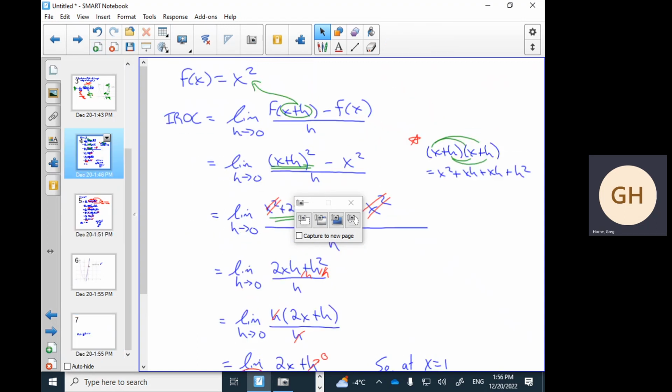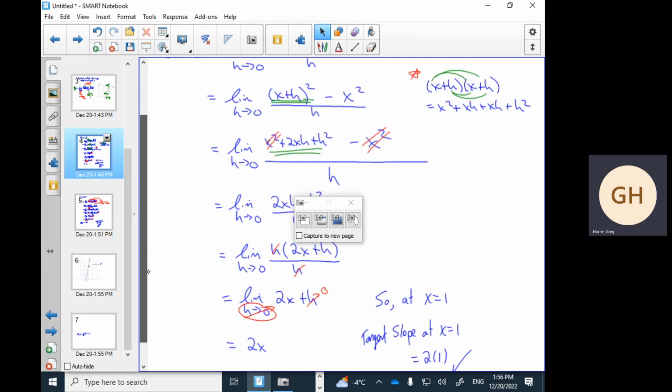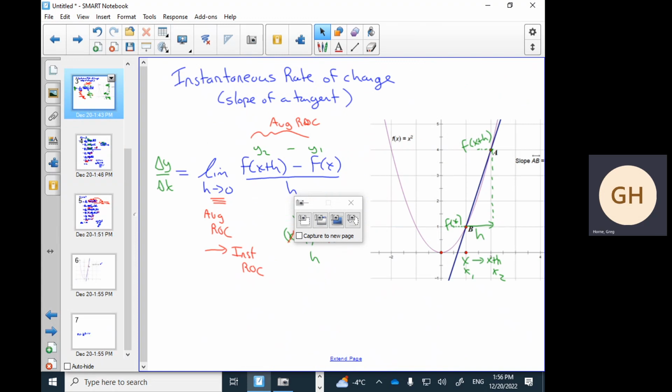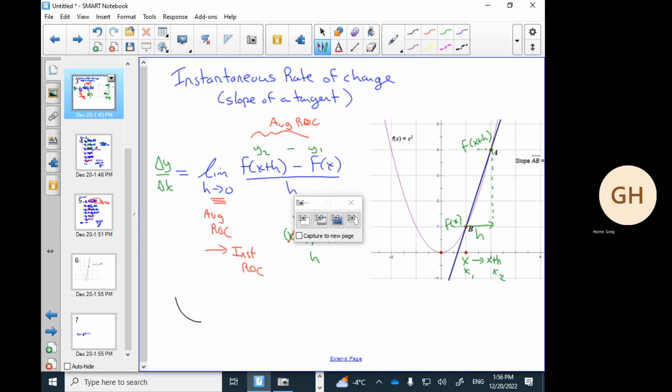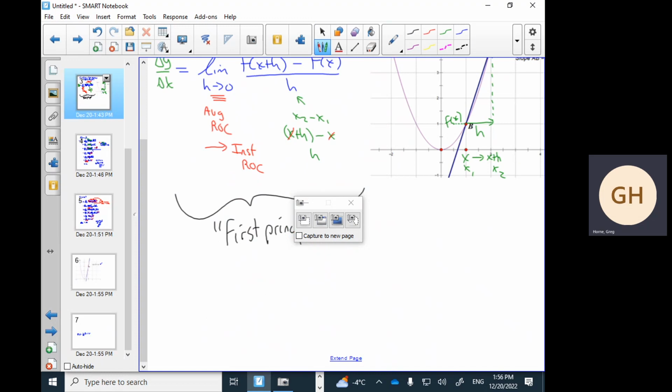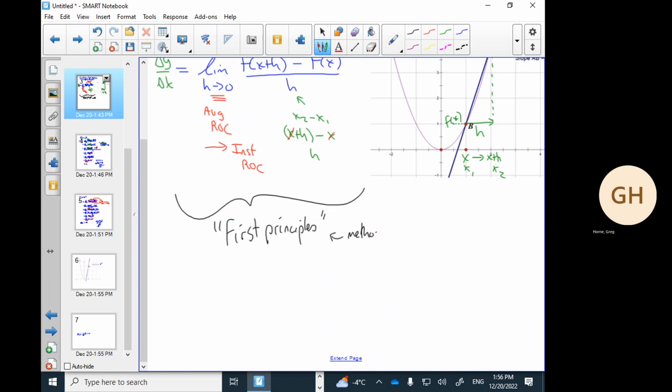I'm just going to give you the notation to do with this. I mentioned the word, right? So this process here is referred to as first principles. This first principles way of getting the slope of the tangent, determining the instantaneous rate of change.